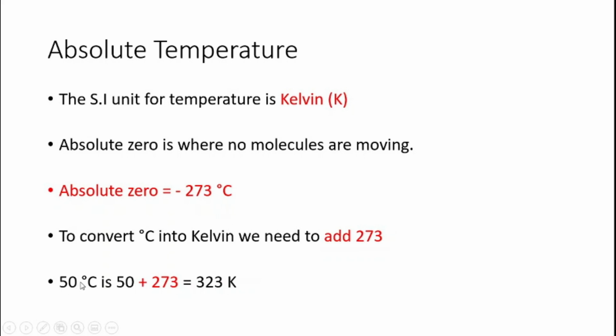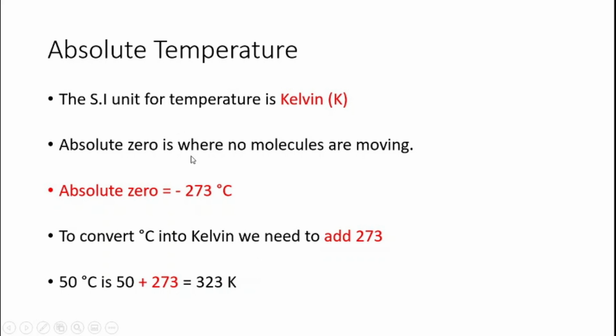So if we had 50 degrees C to convert into Kelvin, all we've got to do is add 273. In the examples I'm going to be doing in the next couple of videos, when you see 273, that just means I'm converting degrees C into Kelvin. So 50 plus 273 gives 323 Kelvin.